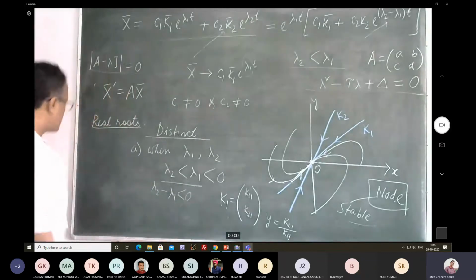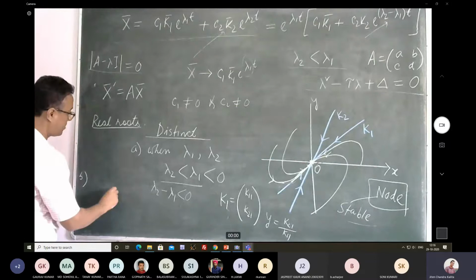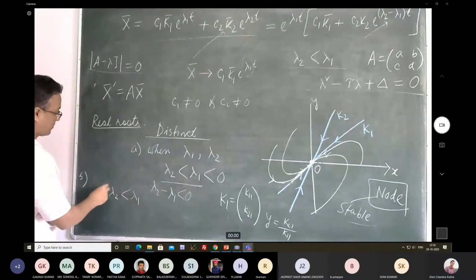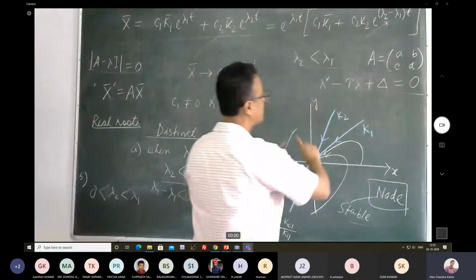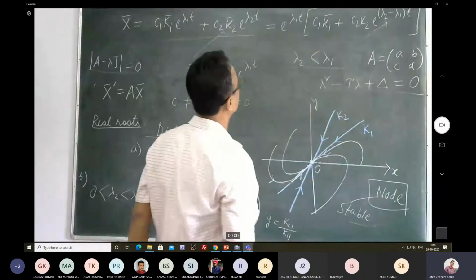Okay. Now, similarly, when both lambda 1 and lambda 2 are positive, what is going to happen? See, both of them are going to be positive. So then I am going to have the same situation. Now, if you look here, then what is going to happen?